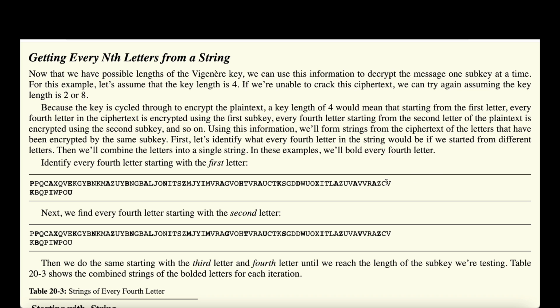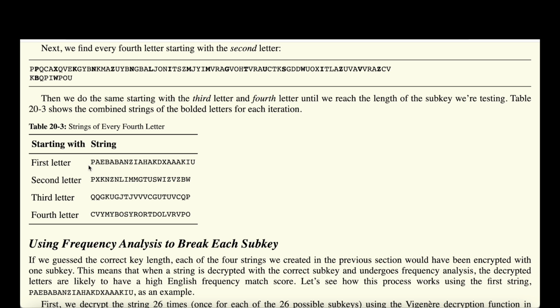For that we again have a look at our ciphertext, and we identify every 4th letter, starting with the first one. And then we would repeat the same process, starting with the second letter, and again highlighting every 4th letter. And we do the same with the 3rd and 4th letter. And we would repeat that until we reach the length of the subkey that we are testing.